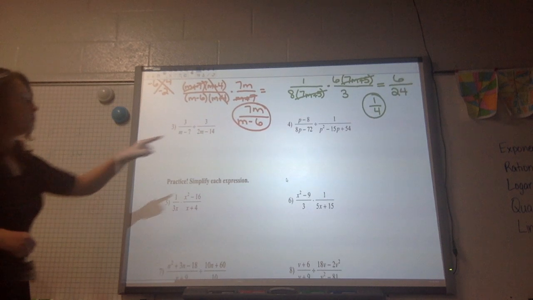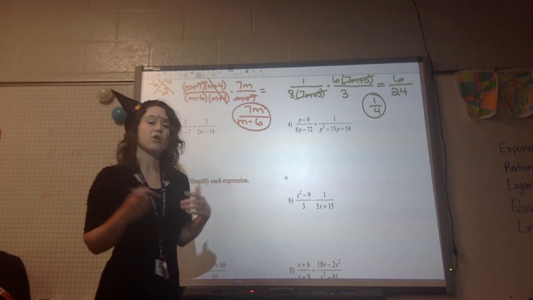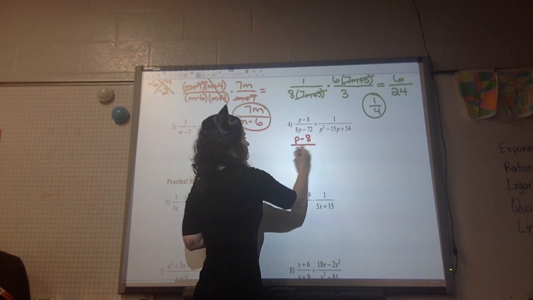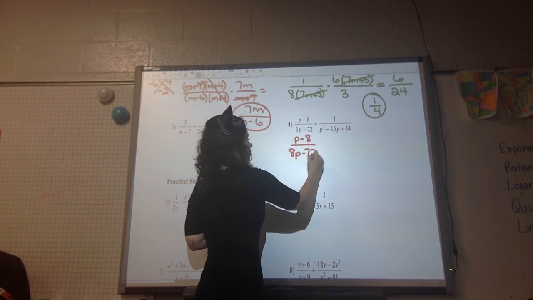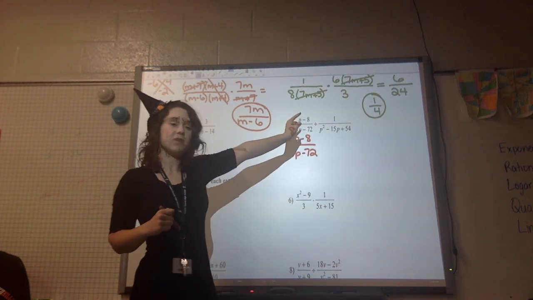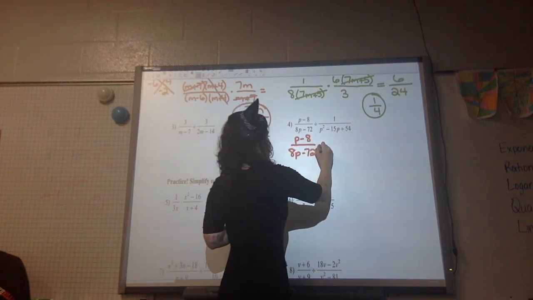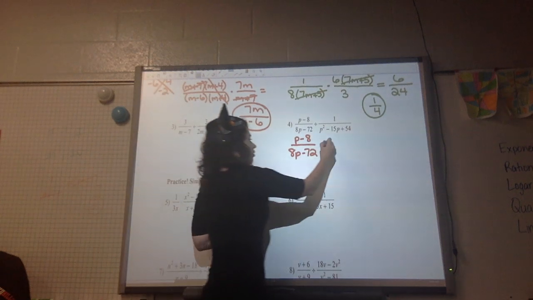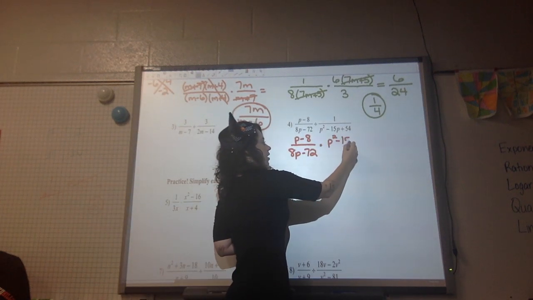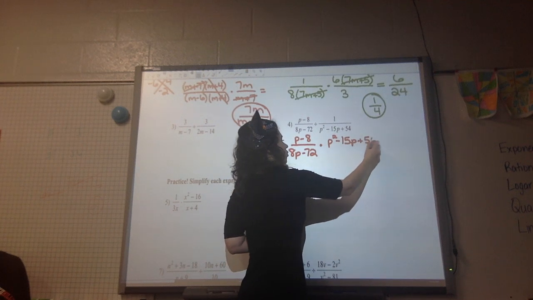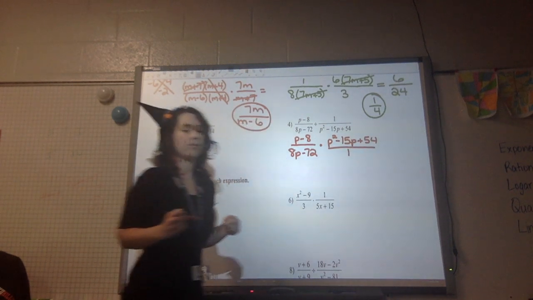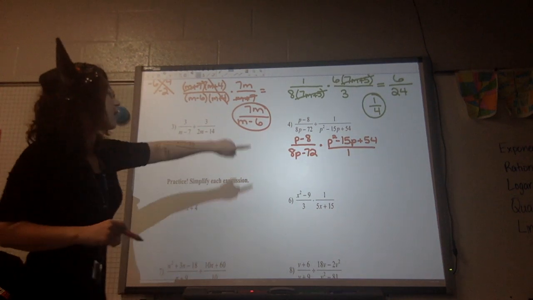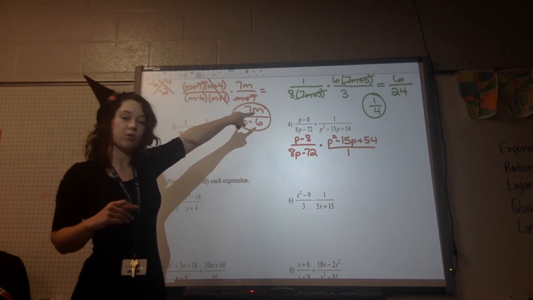Because there's a division symbol, here's what I do. I keep the first fraction exactly the same. I change the division to a multiplication, and I flip the last fraction. So now that p squared minus 15p plus 54 is on top, and the 1 is on bottom. So keep, change, flip. Well, now I'm doing exactly what I just did on numbers 1 and 2.